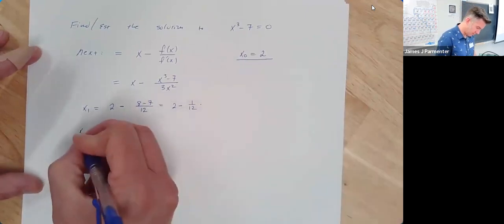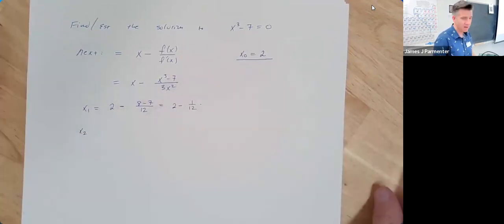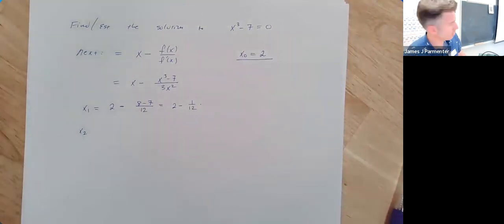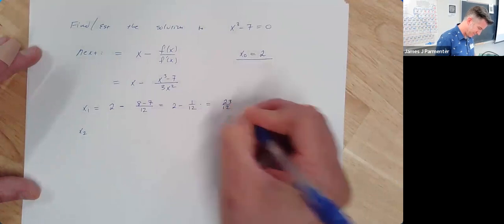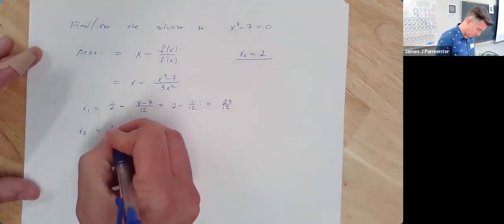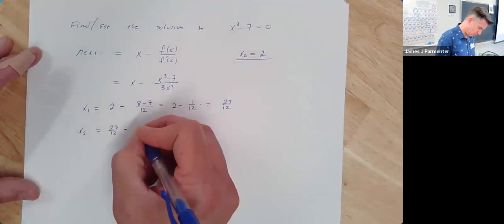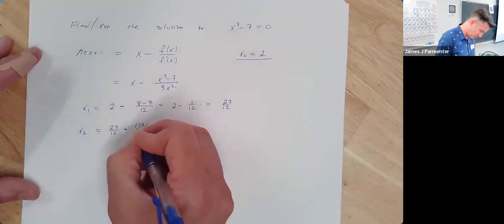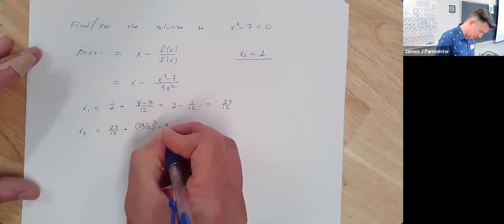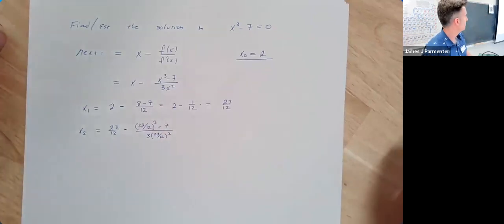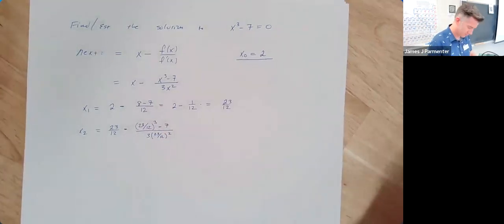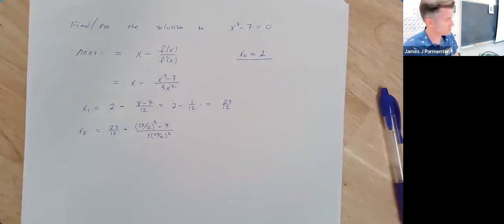And then my next one, that's when things get gross. You definitely don't want to find the cube of that. So I'm going to still do the same thing. I guess I can write it out. 2 minus 1/12 is 23/12. So then my x2 is going to be 23/12 minus 23/12 cubed minus 7 over 3 times 23/12 squared. That seems insane to calculate. So let's go ahead and take a look, just because I want to see if the thing that I think might happen is going to happen or not.